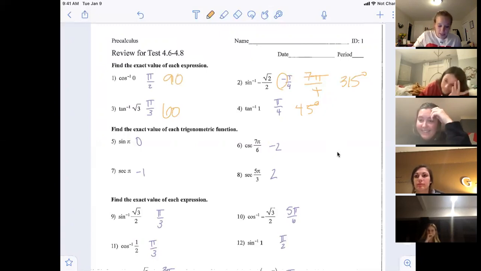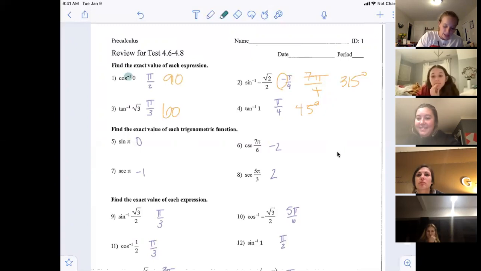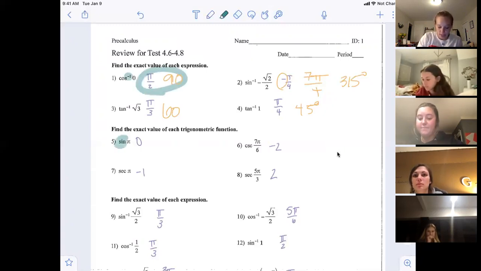The biggest thing is to see the difference between where I have the -1, which means my answer is an angle, versus when I just have normal sine and my answer is a number, a ratio.